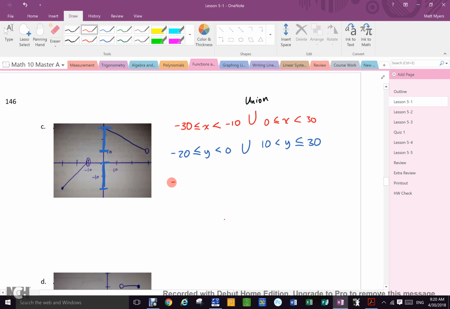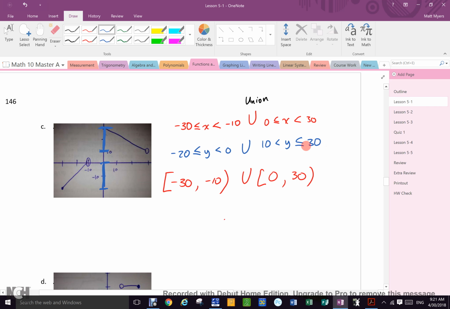The lowest range is negative 30. So we put a square bracket beside it. The highest domain is negative 10, but we don't hit it, so we put a round bracket. Union. What would this one be? Square or round bracket first? Square, because we actually hit 0, and we go up to what? 30 with what kind of bracket? Round, because we don't hit 30.